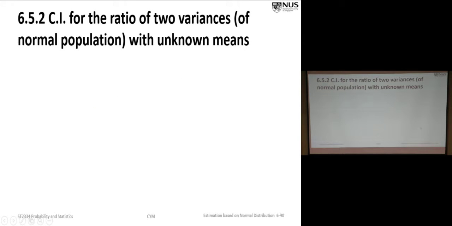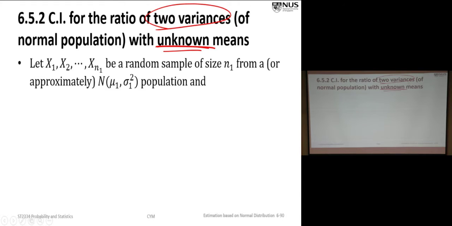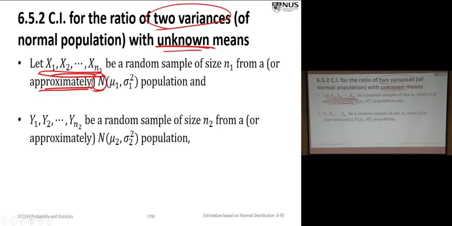All right. Now how about the ratio of the two variances? And here we try to look at the problem without knowledge of the means. So this is an important assumption. This is a random sample from a normal population or approximately normal. Similarly, the second sample is also taken from a normal distribution, or approximately normal.